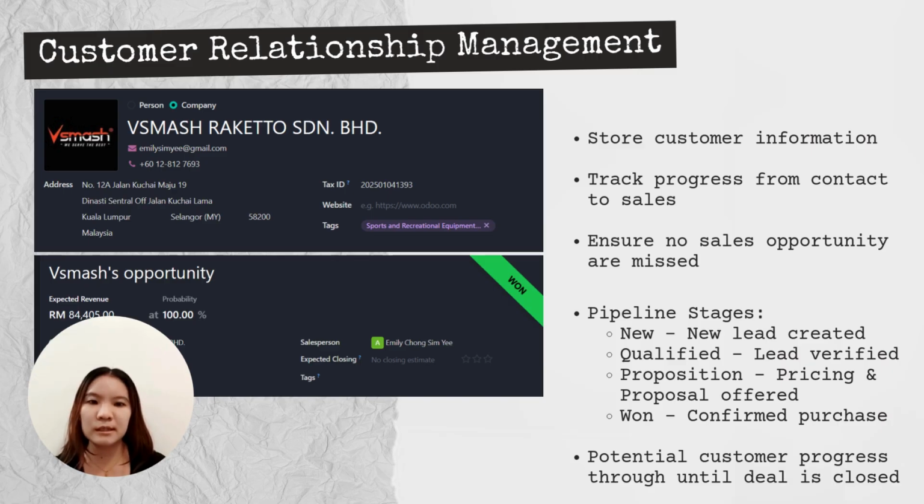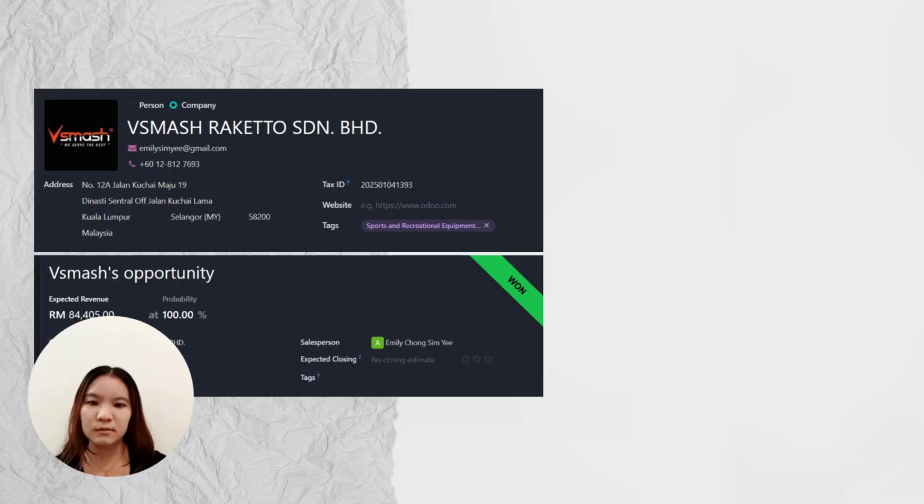There are 4 pipeline stages: new, when a new lead is created; qualified, when the lead is verified; proposition, when pricing and proposal is offered to the customer; and won, when the customer confirms to purchase from the company. So it ensures that the potential customer progresses through these stages until the deal is closed.